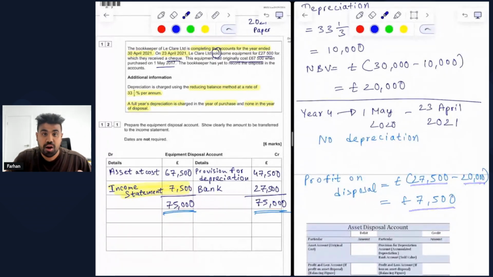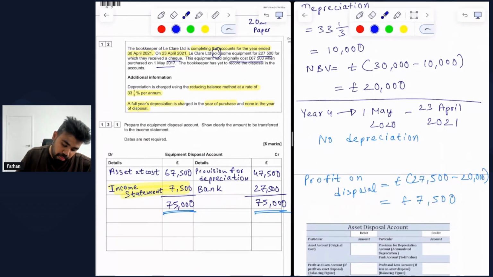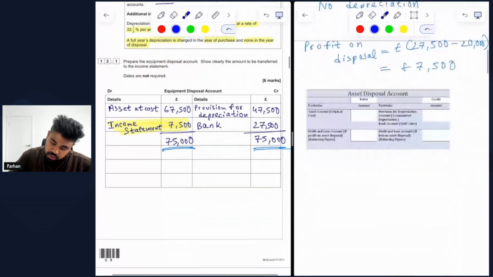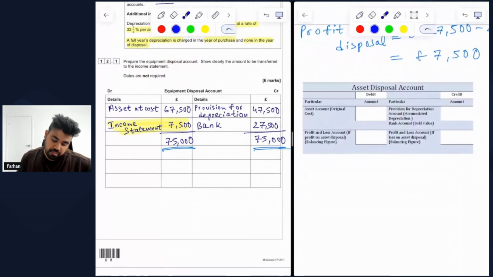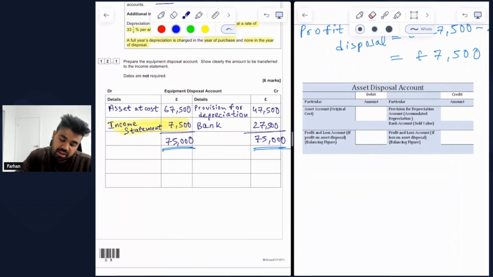Now that we have taken care of all the calculations, let's input the numbers in the disposal account on the left-hand side. I have also taken the format for the disposal account from somewhere on the internet, and obviously, like any T account or ledger account, you have a debit side and you have a credit side. So this is something you can memorize for simplicity, but we are also going to walk through and understand how the disposal account comes into play.